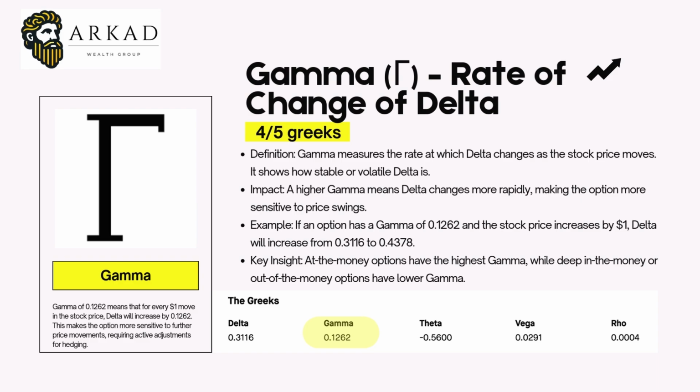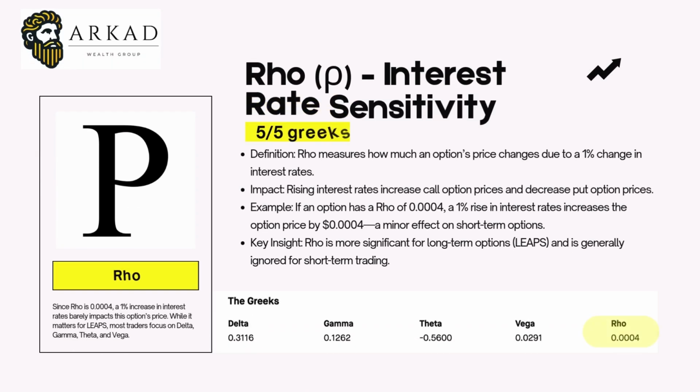In our example, Gamma is 0.1262. This means that if the stock price moves by $1, delta will increase or decrease by 0.1262. Options closer to expiration usually have a higher Gamma, so their delta can shift dramatically in a short time, meaning you can make money or lose money in a shorter time. Traders watch Gamma closely because it helps assess the risk of their position as the price of the stock goes up or down.